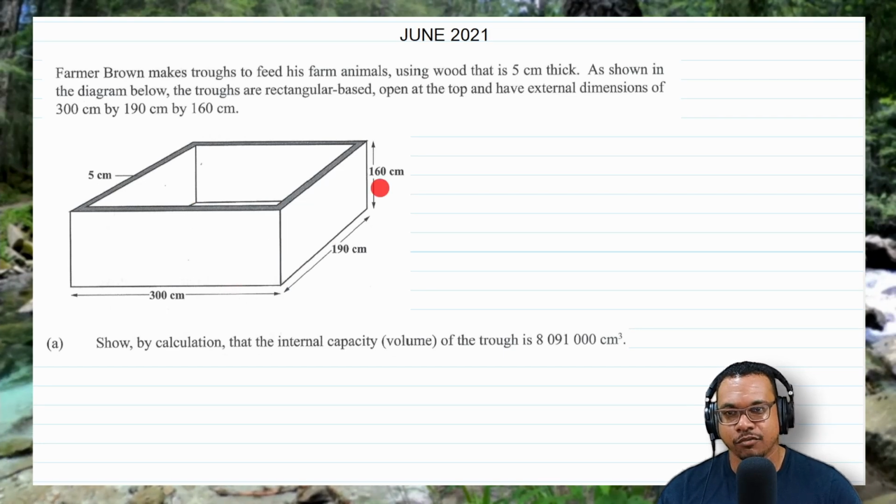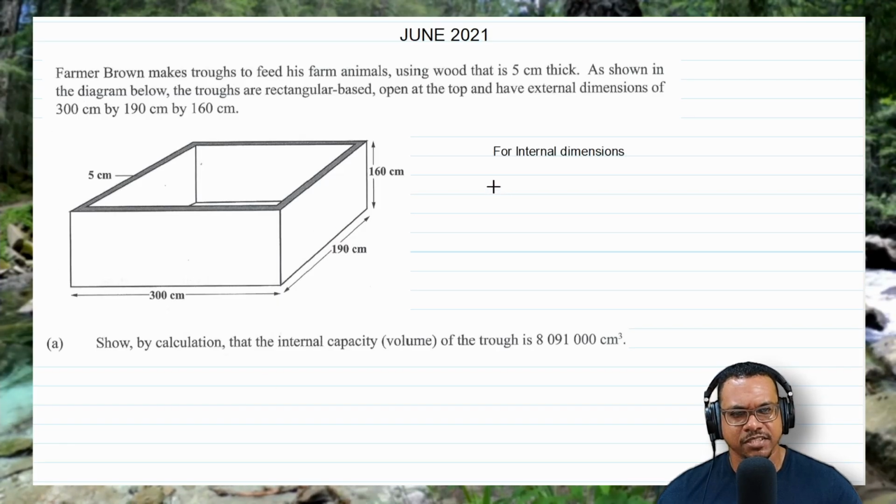So the height of 160, we'll take 5 away from that, and that'll be 155 for the internal height. And likewise, this 190, we'll have to take away 5 on either end, which is a total of 10. So that'll be 180 centimeters width.